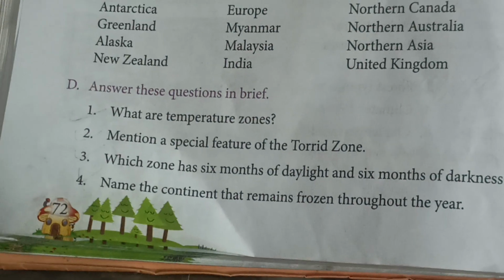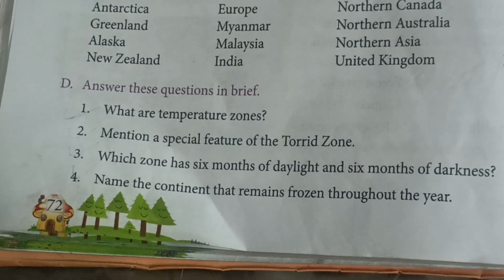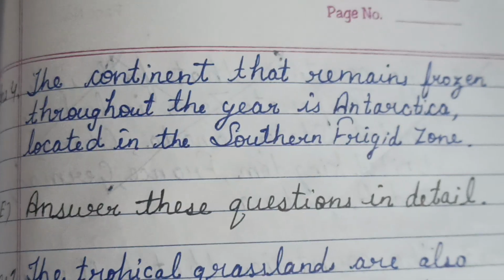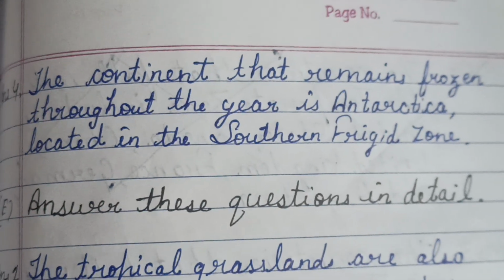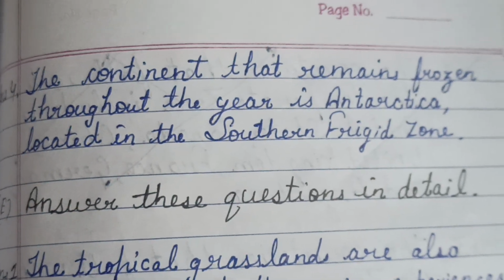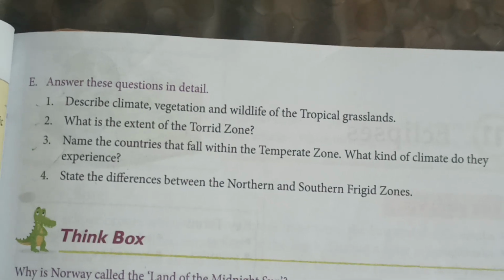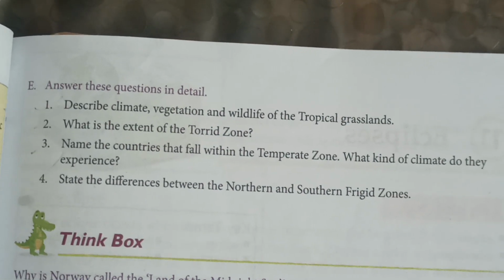So last question of part D, name the continent that remains frozen throughout the year. Answer, the continent that remains frozen throughout the year is Antarctica, located in the southern frigid zone. So now begin with the part E. Answer these questions in detail.